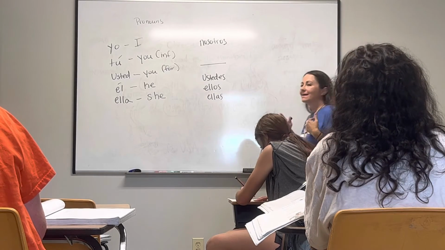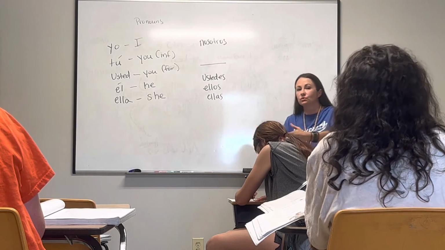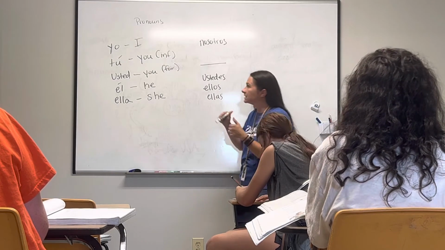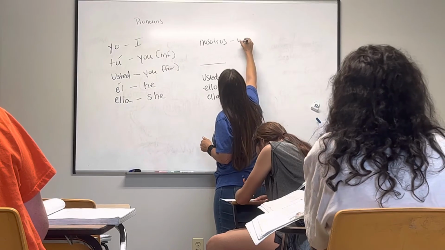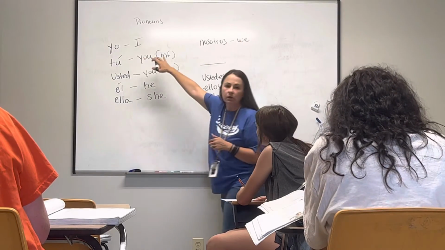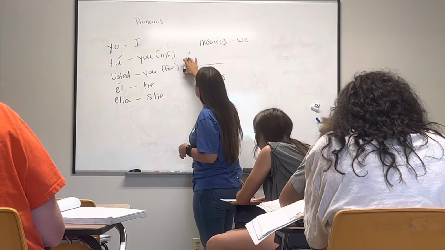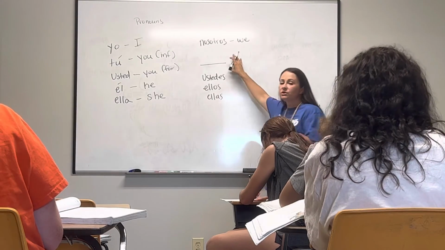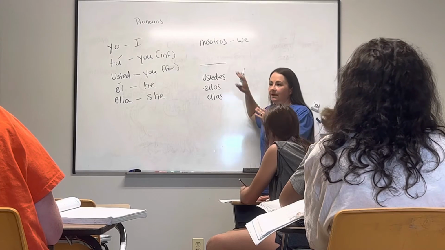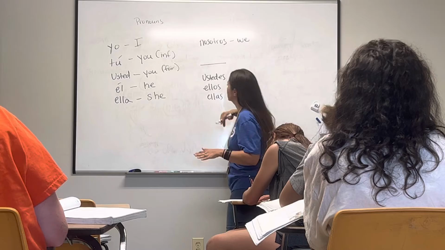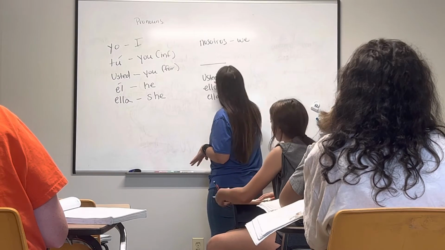But if you say my sister and I go to the store, what English pronoun would you use to replace that? We, right? So nosotros is just we. It's the plural I, me and someone else, okay? There is an informal you that only gets used in Spain. Most Spanish classes cut it out. We're for sure cutting it out since we don't have a lot of time.